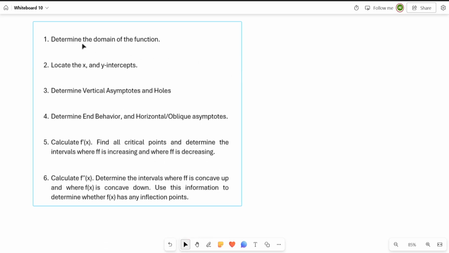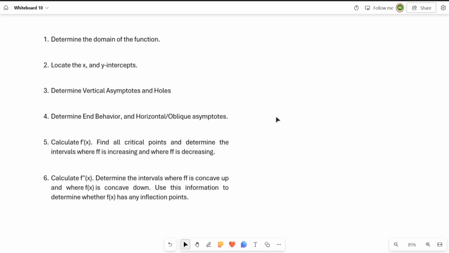First thing is that we need to determine the domain of the function, and I'm going to tell you what the domain is in this video, as well as locating the x and y intercepts. These first two steps are going to be the objective of today's video. We're going to have a series of videos where I go through all of these steps and how to do them successfully. And then I'm going to do videos on combining everything to sketch super difficult functions so you can follow along.